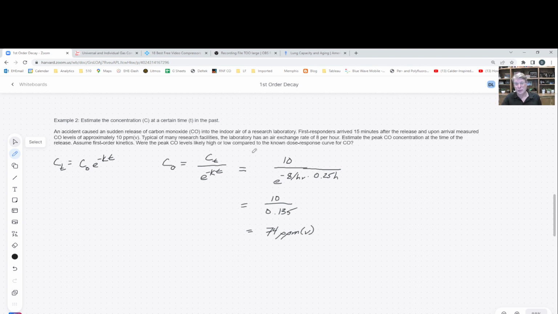Is that concentration high or low compared to the known dose response curve or relationship for CO? I'll leave that to you to look up, but the short answer is it's pretty high.